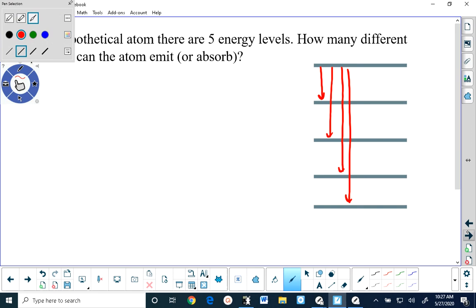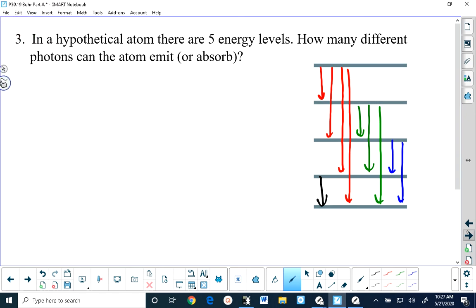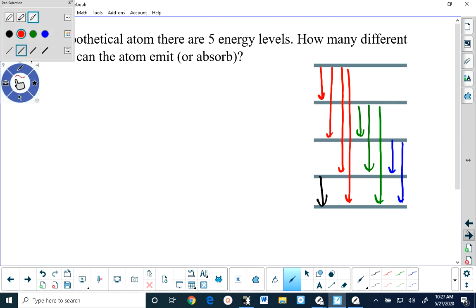The atom could have an electron that goes from 4 to 3, 4 to 2, or 4 to 1. It could have electrons that maybe go from 3 to 2 or 3 to 1, or it could have an electron that goes from 2 down to 1. So if we count all of these different transitions, I have 4 red plus the 3 green, which is 7, and then 8, 9, 10, we get 10 transitions. So the answer to this question is 10 different photons.